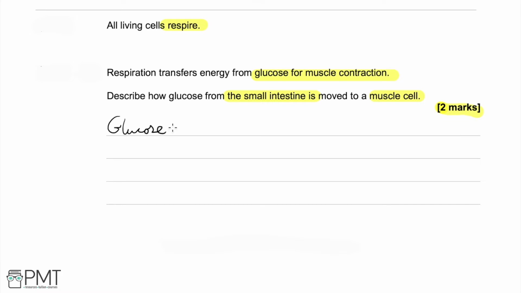Well, the first part of our first point is that glucose moves into the blood, but that's not sufficient detail. We need to mention the process by which this occurs, and this is diffusion. So glucose moves into the blood by diffusion.